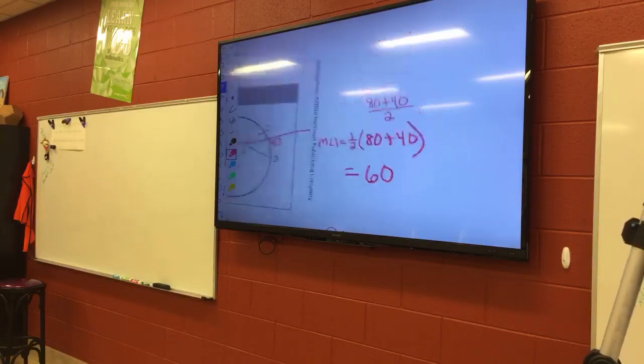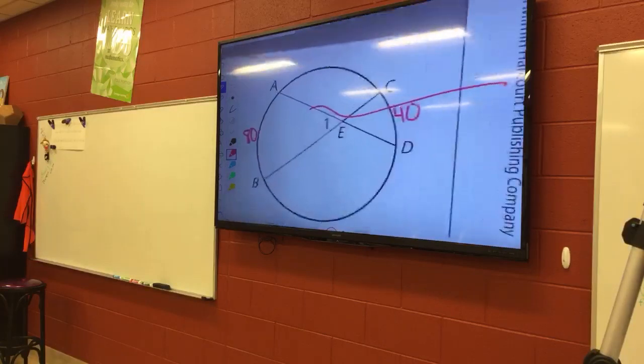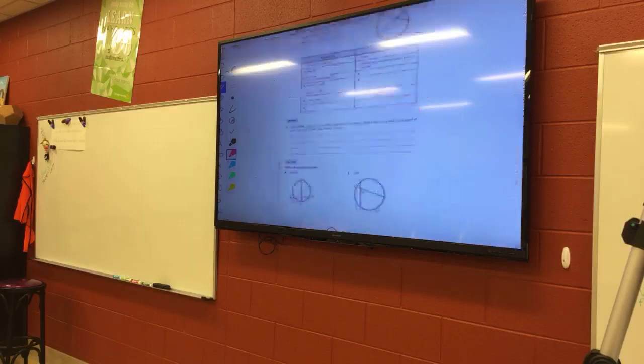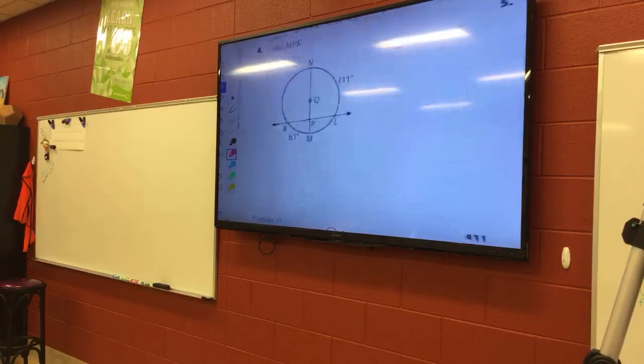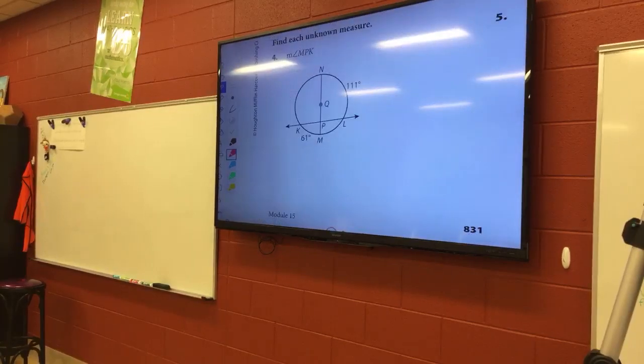And that works for all of these. If I was trying to find this angle, I would use this one and this one, right? It works for all of them. So let's look at a real example. On the bottom of page 831, it says find the measure of MPK. So I'm going to put an X right there.